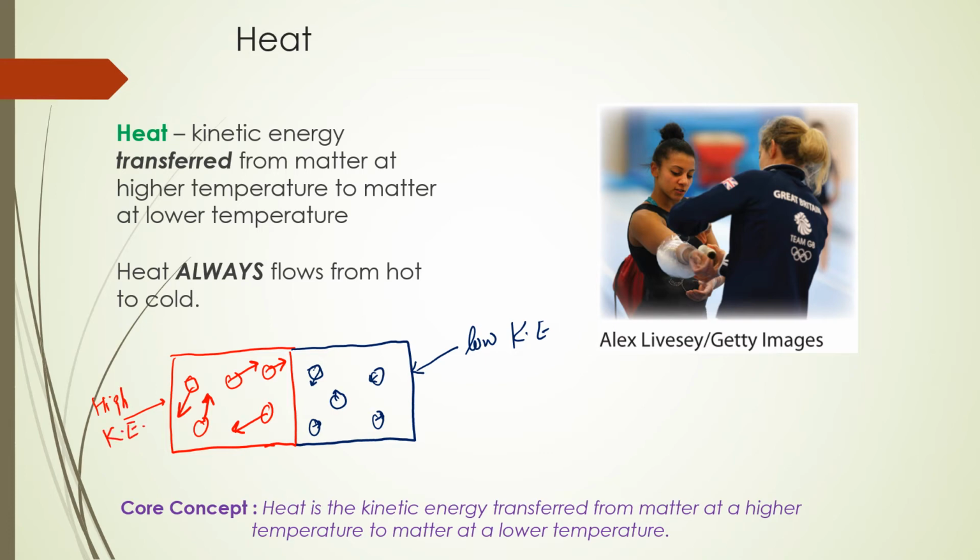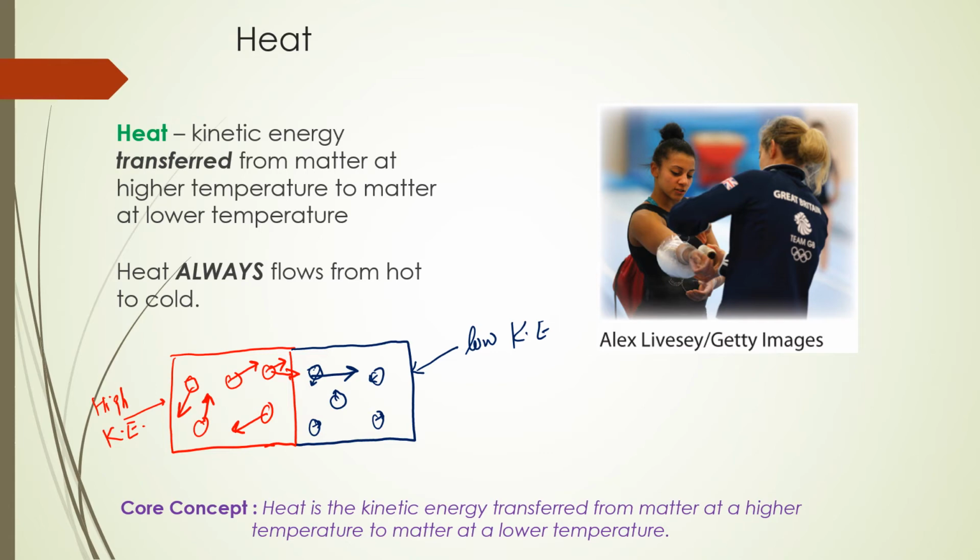Now because all these particles are moving, and when they move they collide with each other, the red particles are moving with high velocities or high kinetic energy. When they hit these blue matter particles, they will transfer some of their kinetic energy to them. So in other words, when a red particle hits a blue particle, the red particle will slow down and the blue particle will speed up, because after getting hit, the energy will get transferred.